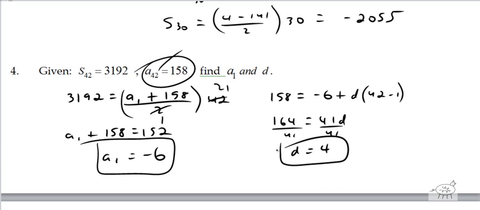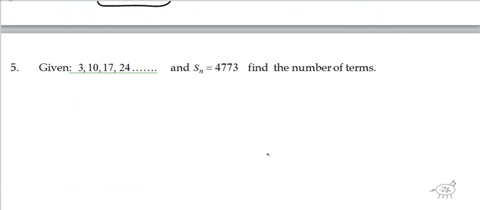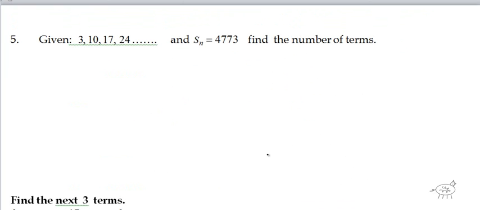That's it. All right, let's keep going here. Number 5, given the following sequence and S of n, find the number of terms. So that's n.